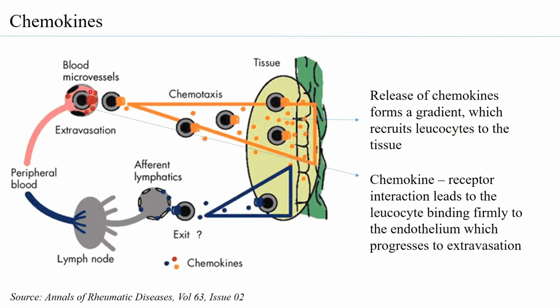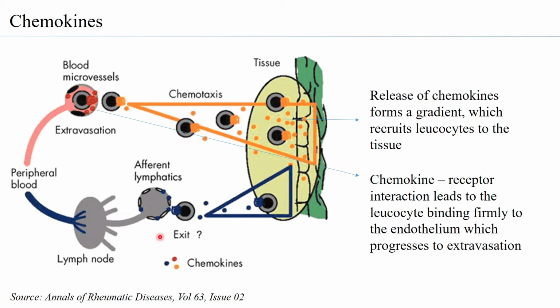Even within the blood vessels, when leukocytes have to transmigrate through the endothelium into the tissue, that is through extravasation, the chemokines released by the endothelium enable the leukocyte to adhere to the basement membrane. There, the chemokine receptor interaction makes the leukocyte firmly bind to the basement membrane, and then the leukocyte migrates into the tissue. So again, even within the blood vessels, the chemokine receptor interaction leads to the leukocyte binding firmly to the endothelium, which then progresses to extravasation.